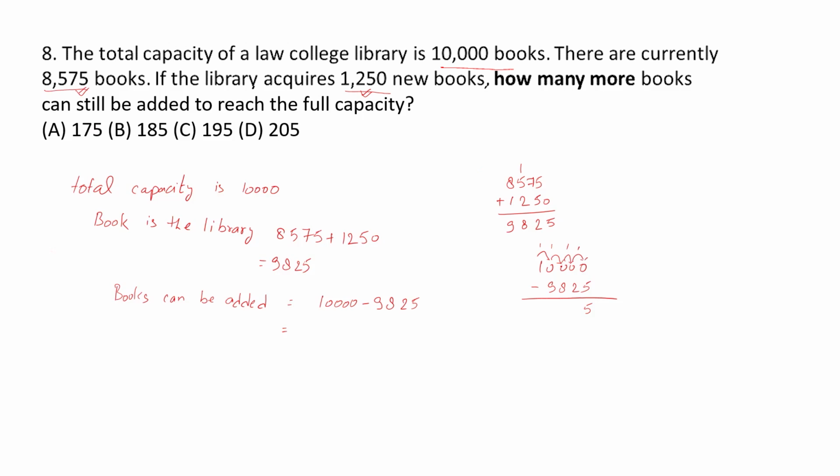You have taken 1 to this side. This becomes 9. This becomes 10. So remainder game. So here you are left with 9. 9 minus 2 is 7. And here you were left with 9. 9 minus 8 is 1. So it is 175 books. So 175 books can still be added in the library. Okay. Next problem.